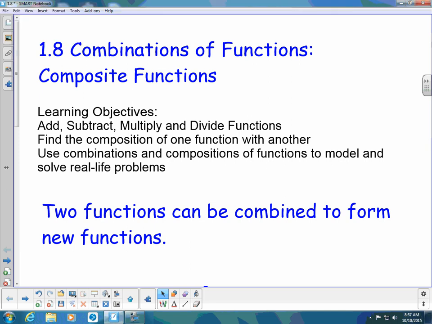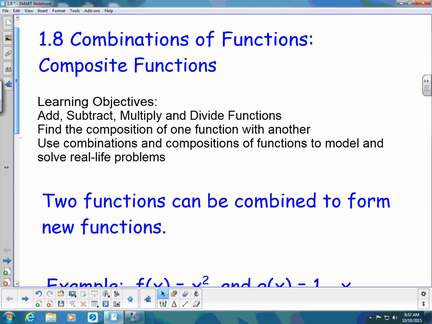We are looking at section 1.8, combinations of functions, and in particular also especially composite functions. So your learning objectives in this section are to add, subtract, multiply, and divide functions, and to find the composition of one function with another. You're also going to use combinations and compositions of functions to model and solve real-life problems. So two functions can be combined to form new functions.